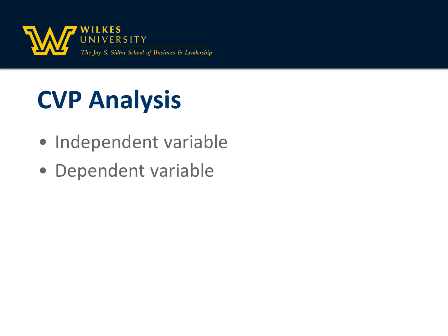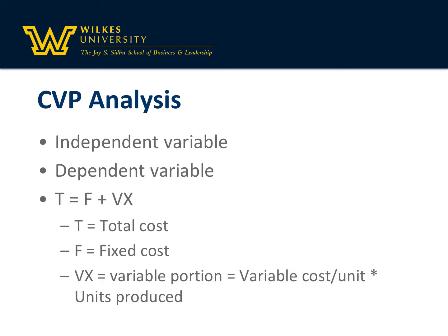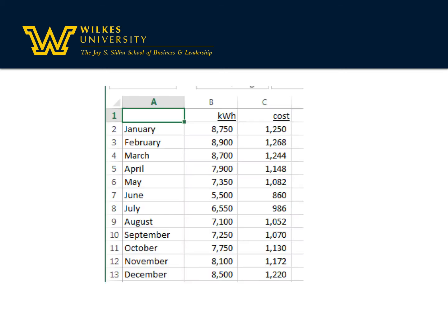A mixed cost or semi-variable cost has both. There is a fixed portion independent of production and a variable portion that depends on production. We have to figure out each part. For a semi-variable cost, the total cost is equal to the fixed cost plus the variable portion, which is the variable cost per unit times the units produced.